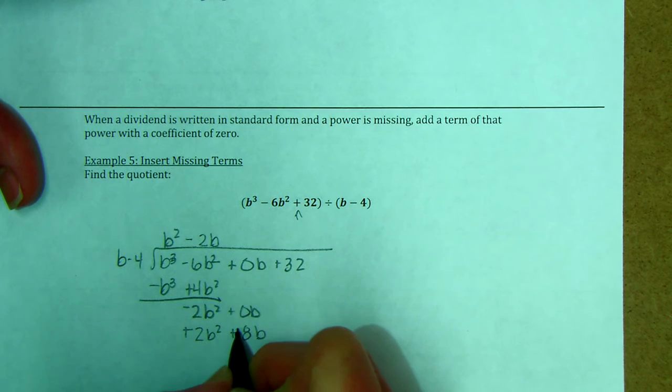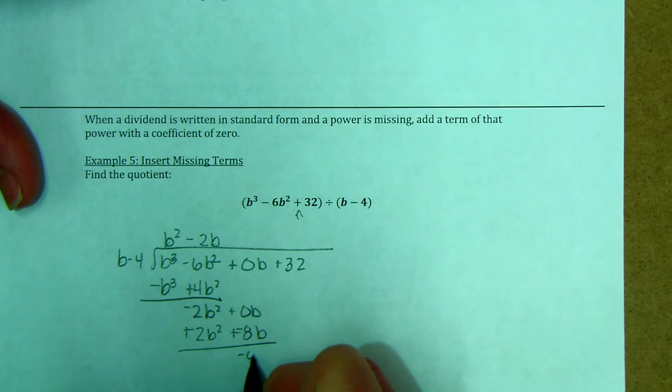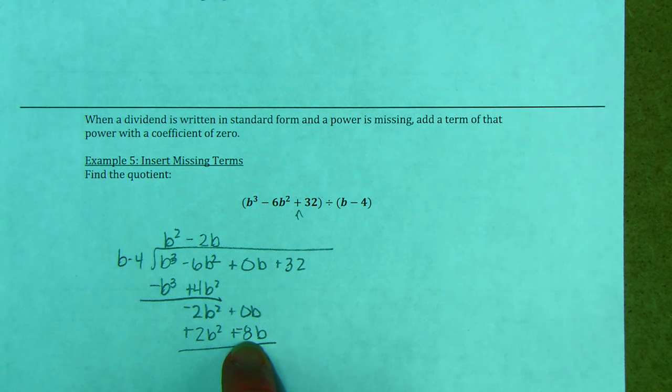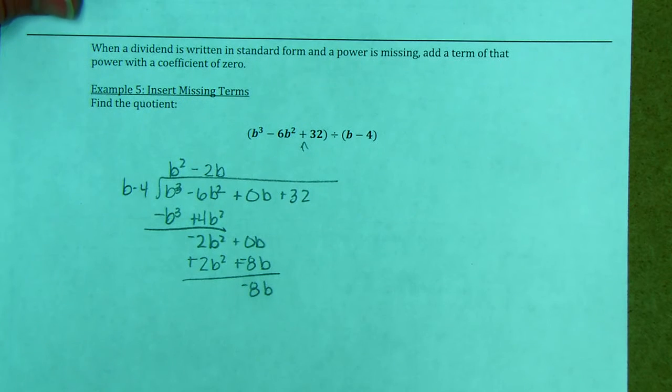And here's why we have to put that in there. It's basically holding a place. Because if I put 32 down here, I cannot subtract 8b from 32. They're not like terms. So we just place that 0b in there to essentially hold the place for the b term that you will get when you start multiplying each term by that. So then you bring down your 32.